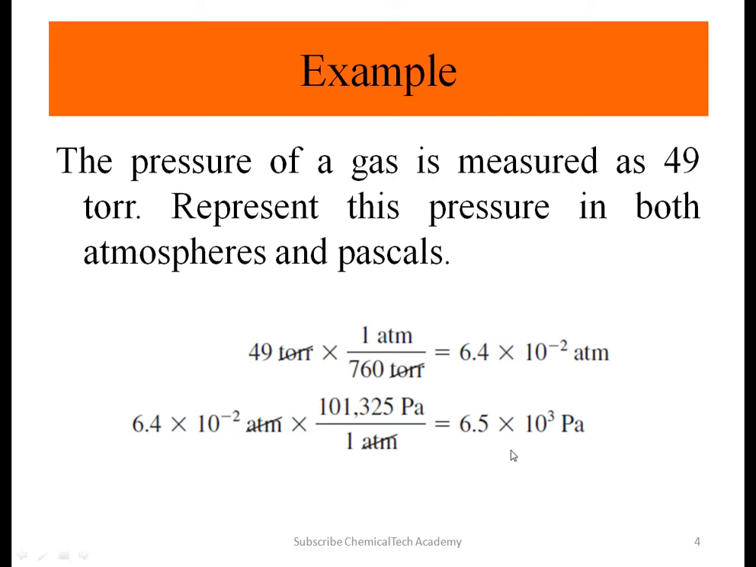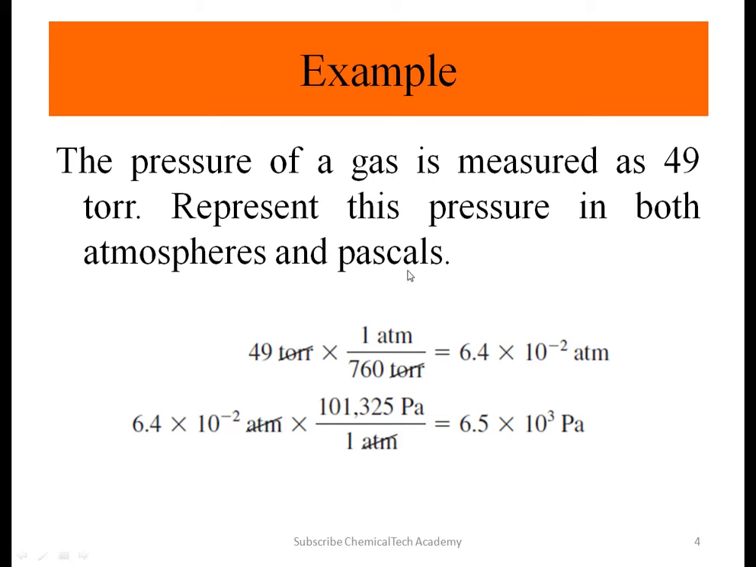Next example: the pressure of a gas is measured as 49 torr. We said 1 torr is equivalent to 1 millimeter mercury. Represent this pressure in both atmospheres and Pascal. So we have 49 torr, and we know 1 atm is equivalent to 760 torr. So these two cancel each other, and it's going to be 6.4 times 10 power minus 2 atm.